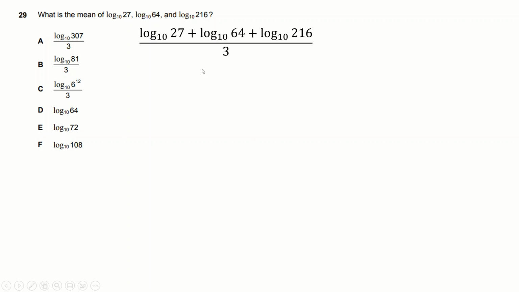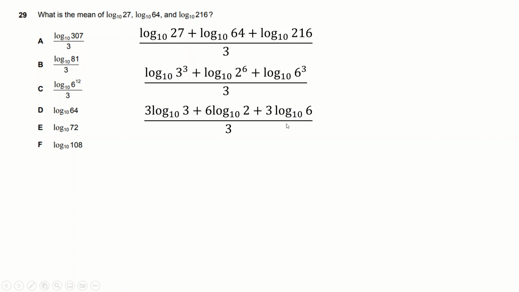Very complicated. Now, of course, we know the log law that says we could multiply these three numbers together because the logs are adding. Obviously, that's a horrible idea. Don't do that. Notice that all of these are nice powers. This is 3 cubed. This is 2 to the 6, I believe. And this is 6 cubed. That's a harder one to spot. Bring the powers down to the front, because that's what log laws tell you you're allowed to do.